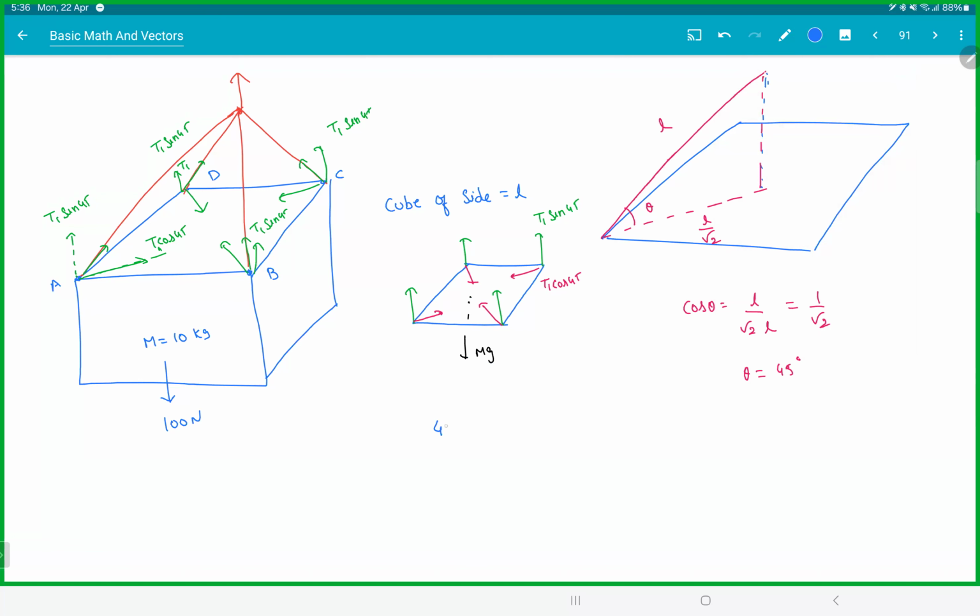So we can write 4 times T1 sin 45 is mg. Sin 45 is 1 by root 2. So we get T1 is equal to mg by 2 root 2. Any doubts on this page, please ask. The main thing here is to figure out that angle. Any doubts on this?